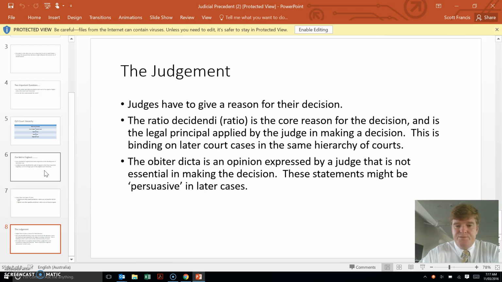And in the judgment we have to understand two elements. What's the ratio, the main reason for the decision, and the obiter dicta, the opinion that might be expressed in their decision. There are examples of that in the textbook that are important to be aware of.